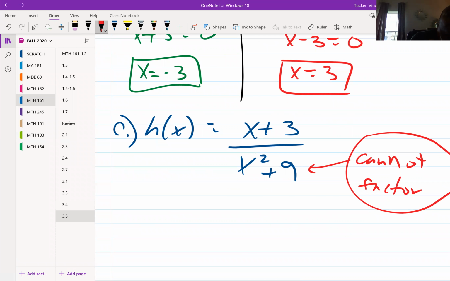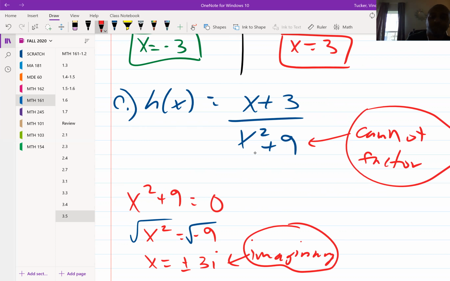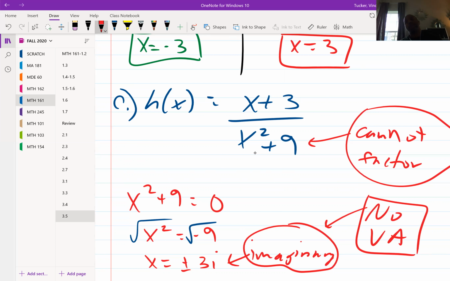If I were to set it equal to 0, since I can't factor it, I have to solve. I will subtract 9 from both sides, then take the square root of both sides, and I have x equals plus or minus 3i. This is imaginary, and there's no such thing as an imaginary asymptote. The line is imaginary by itself, so this means no vertical asymptotes. If you can't solve it and get a real number, then there are no vertical asymptotes.